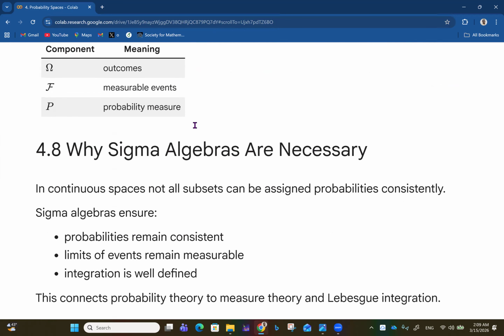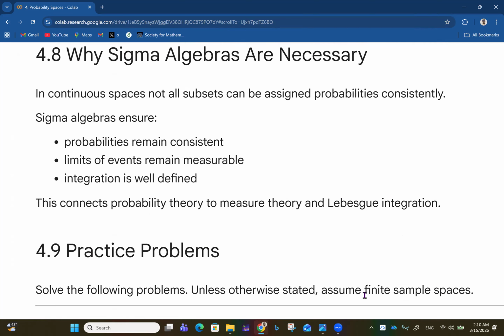Now the question is, why are sigma algebras necessary? In continuous spaces, not all subsets can be assigned probabilities consistently. So sigma algebras ensure probabilities remain consistent, limits of events remain measurable, and integration is well defined. So this connects probability theory to measure theory and Lebesgue integration. So far, I've taken care of probability theory on my channel, but I've not done measure theory and Lebesgue. Maybe at some point I have to do Lebesgue measures, or I talk about measure theory overall, right?